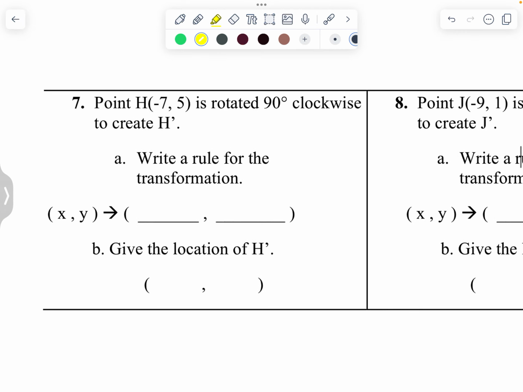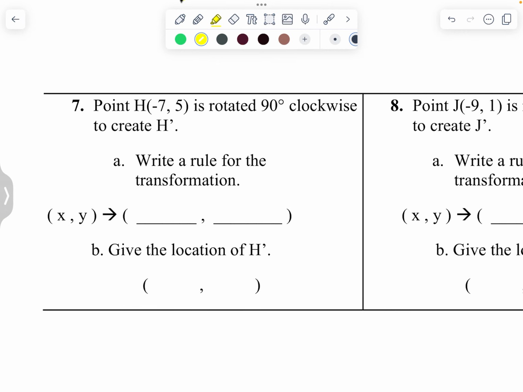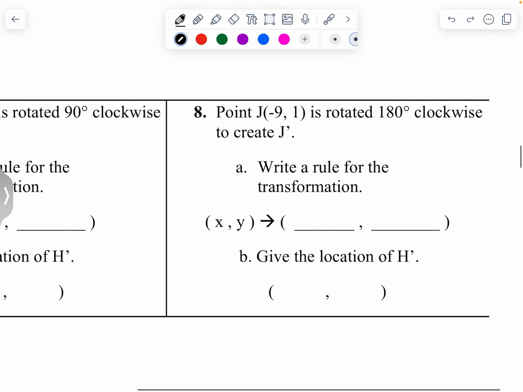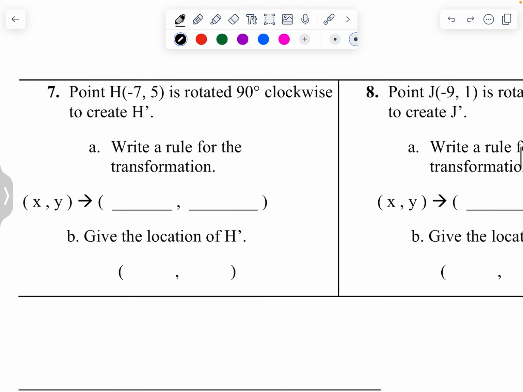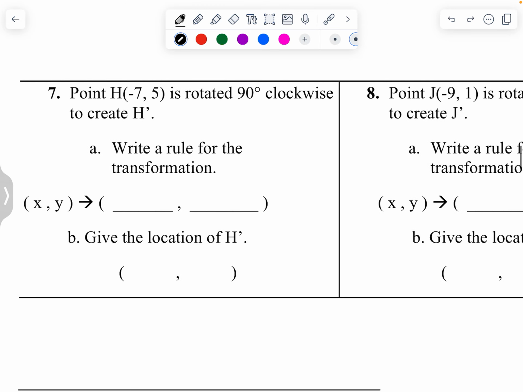So, point H is rotated, this should say counterclockwise, to create H prime. Yeah, both of these should say counterclockwise. So we'll fix that, and that's okay.